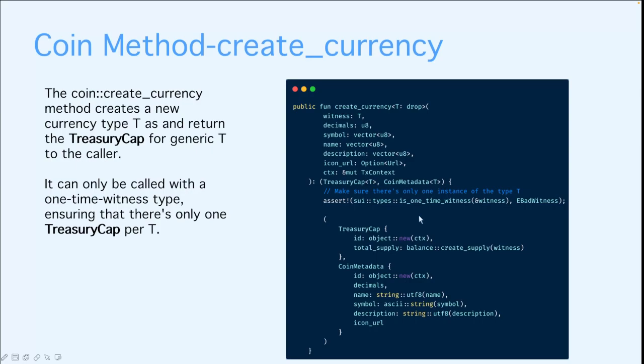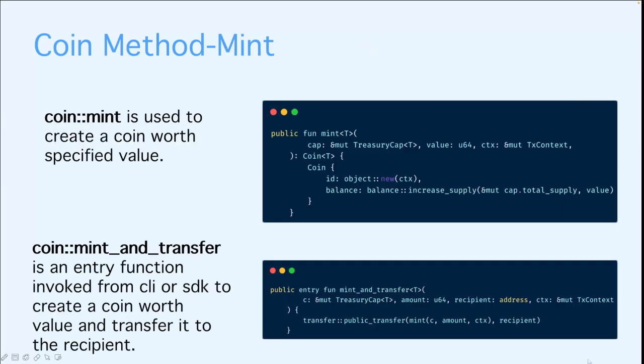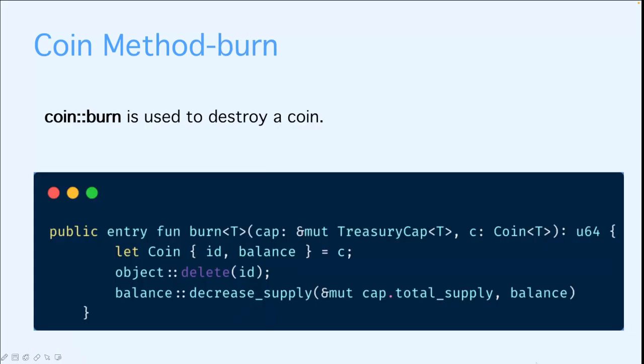Here are two main functions. Users with the treasury cap can invoke these functions to mint a certain amount of coins. Mint is just used to create a coin worth the specified value. Mint and transfer is an entry function invoked from the command line tool or SDK to create a coin worth a value and transfer it to the recipient. Coin burn is used to destroy a coin, and users with the treasury cap can invoke this function.